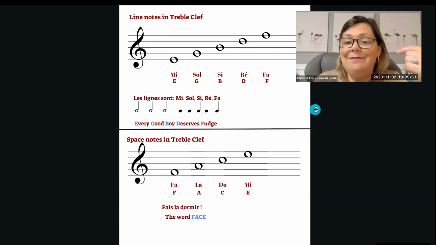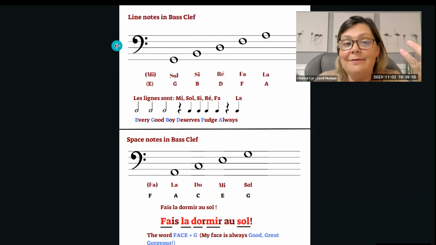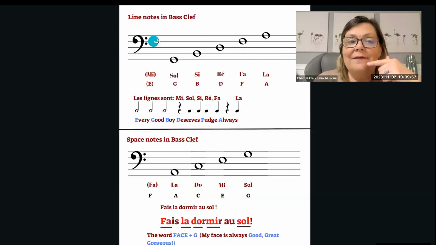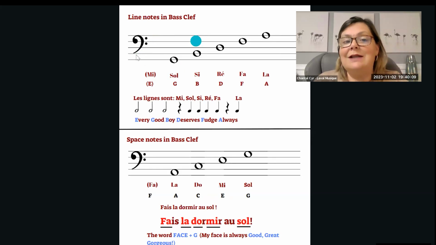Whereas the bass clef, which is known as the F clef, the F is where that big button is from the bass clef, or between these two dots, which is the fourth line. It was on the fifth line in treble clef, and here it's on the fourth line. So that's why the notes are not in the same spot.